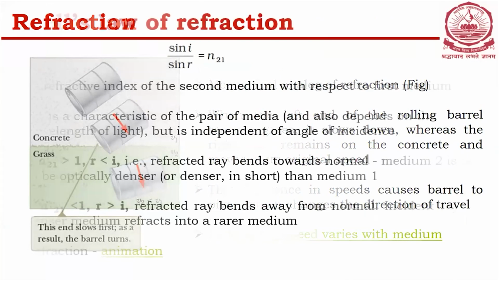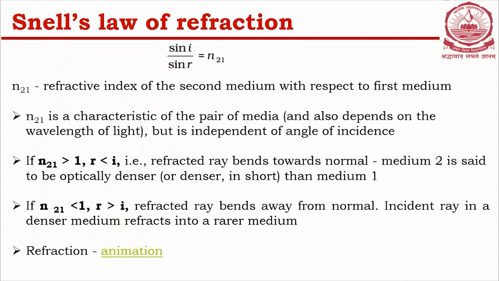So coming back to Snell's law of refraction: sin i by sin r is equal to n21. n21 is nothing but the refractive index of the second medium with respect to the first medium, as I told you. It is a characteristic of the pair of media you have taken, but it is independent of the angle of incidence.